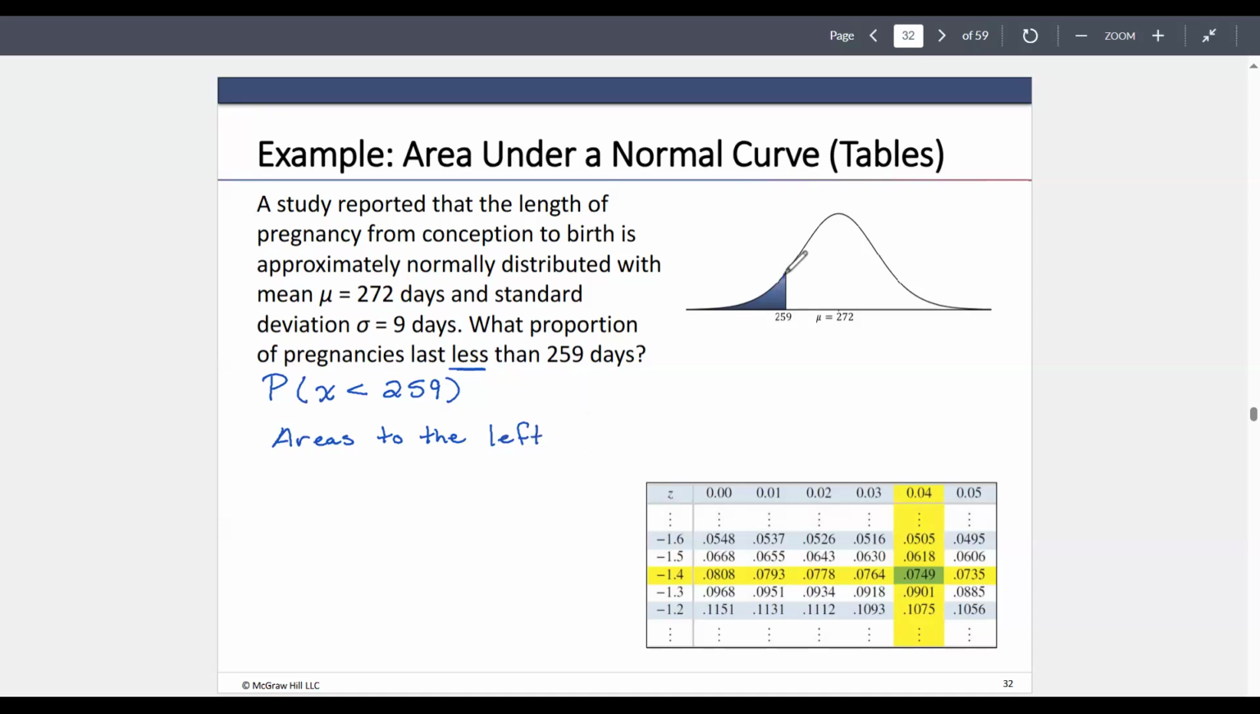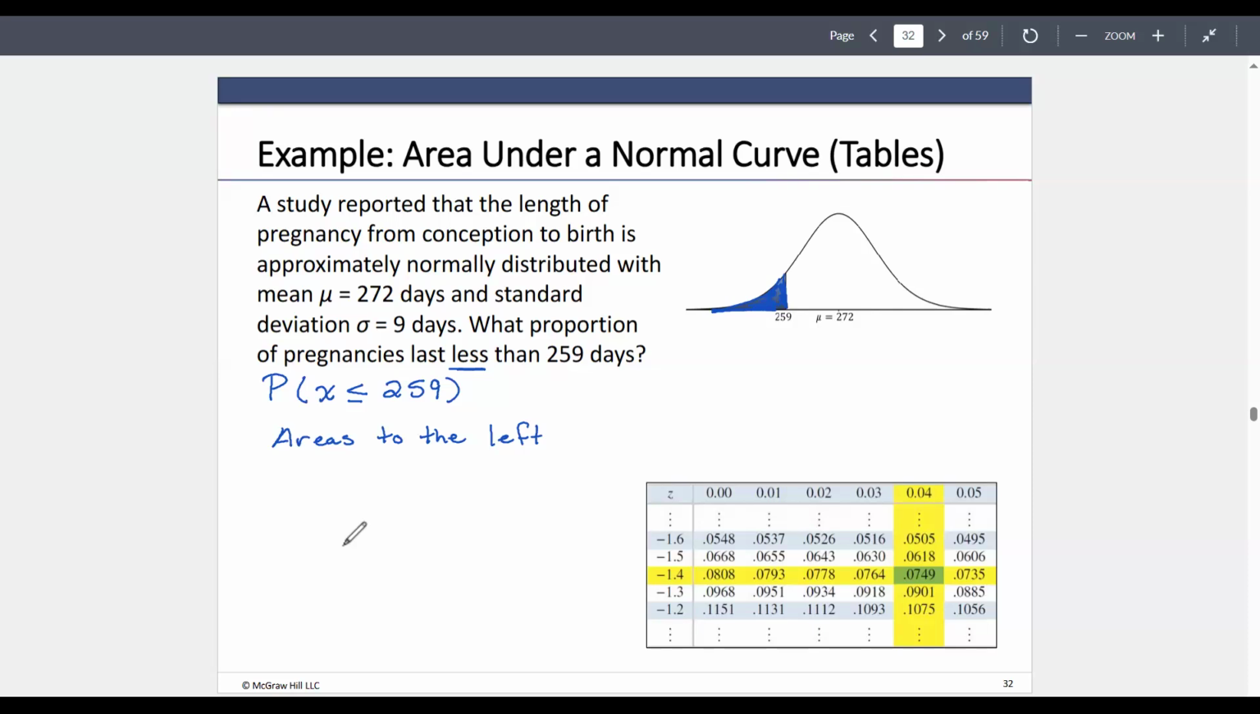As you see here, it's that same representation. The mean is 272, the X value is 259, and this is what we're looking for. We're looking for what proportion of pregnancies would last 259 or fewer days. So you can also have an inequality there.